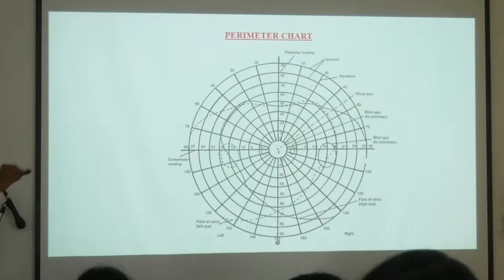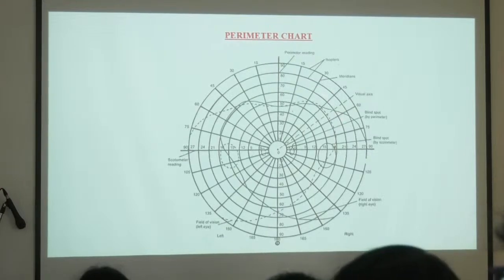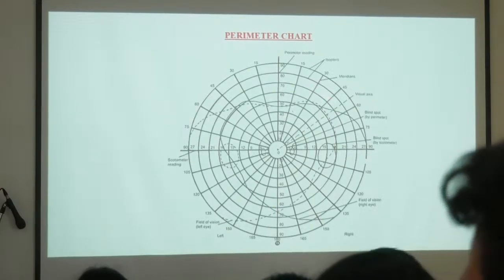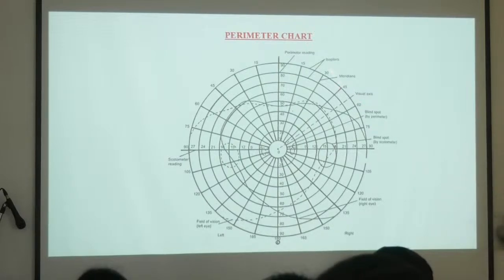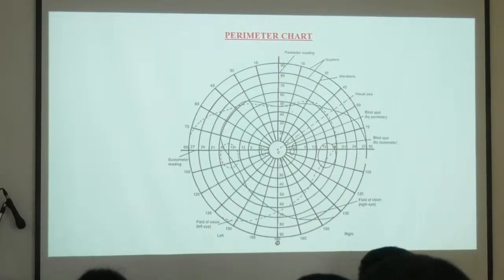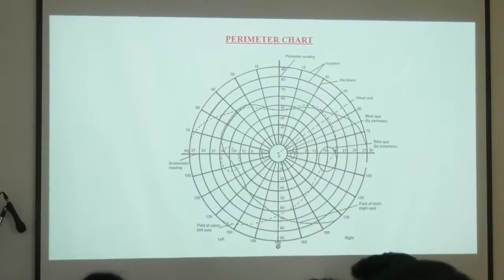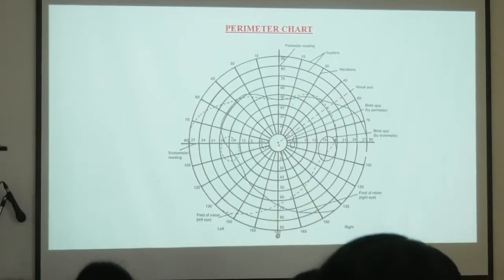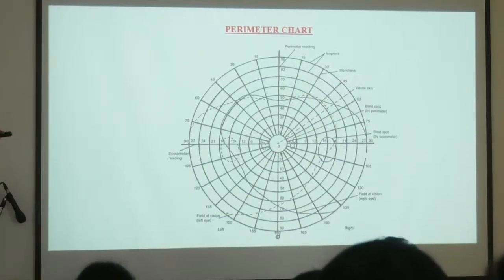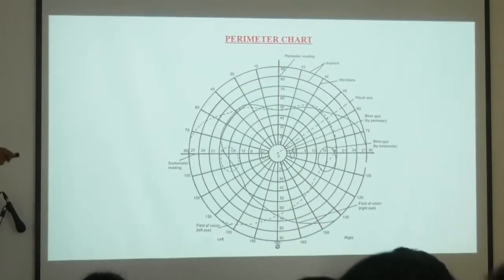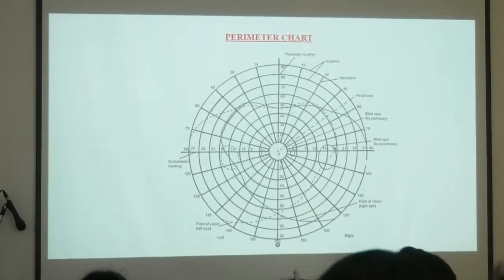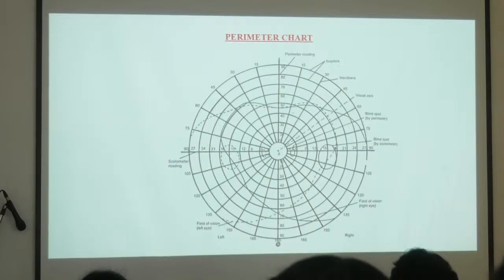Remember, these meridians are at an interval of 15 degree. You see 75 degree, 60 degree, 45 degree, 30 degree, 15 degree, 0 degree. Again this side 15 degree, 30 degree, 45 degree, and this side downwards 90, 105, 120, 135 in this way. This is 180 degree and this is 90 degree. So the circles are isopters and the radii are called meridians. Remember this. This is a frequently asked question.